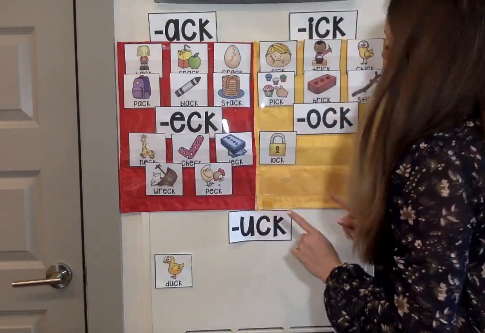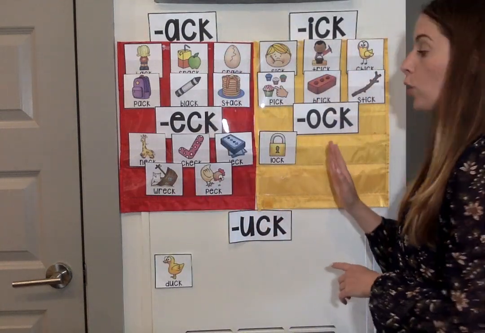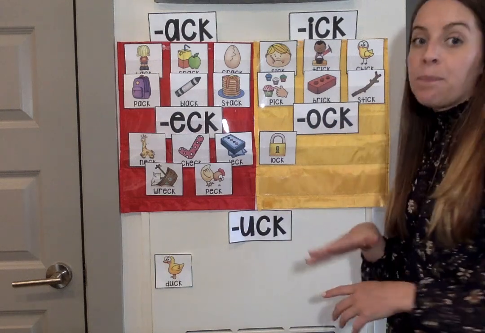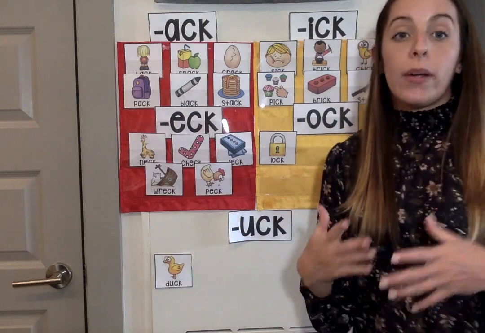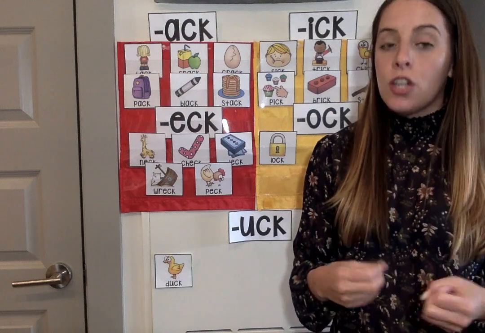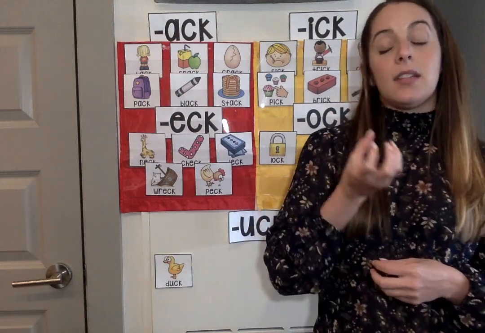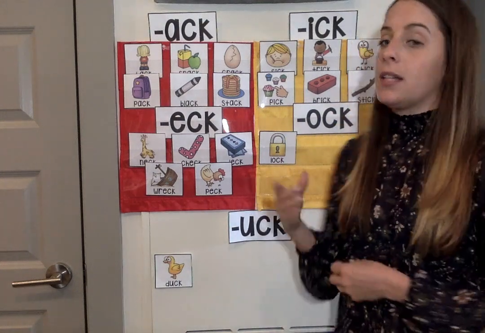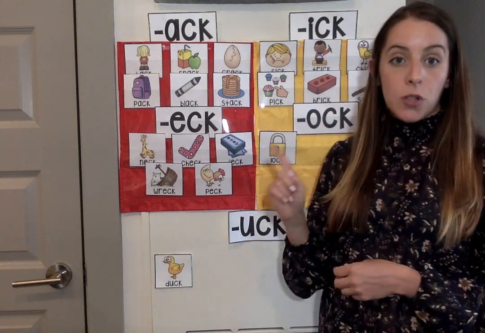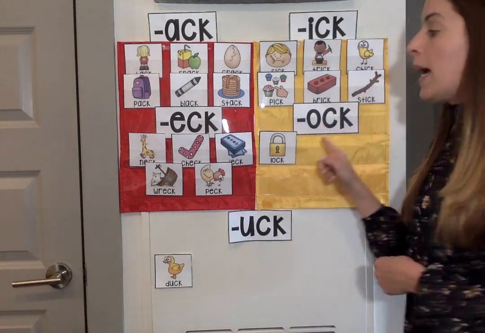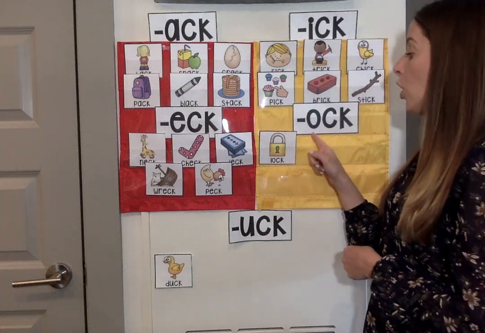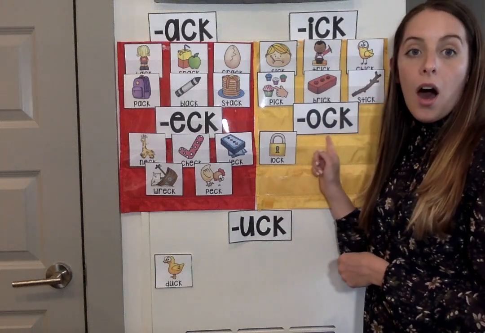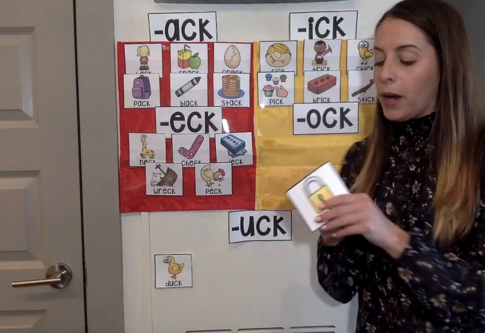We're going to move on to our next category, which is OCK. Now, OCK is going to say awk. So you hear that short O, and then the CK is going to make the K sound. I want you to repeat after me. OCK, awk. OCK, awk.